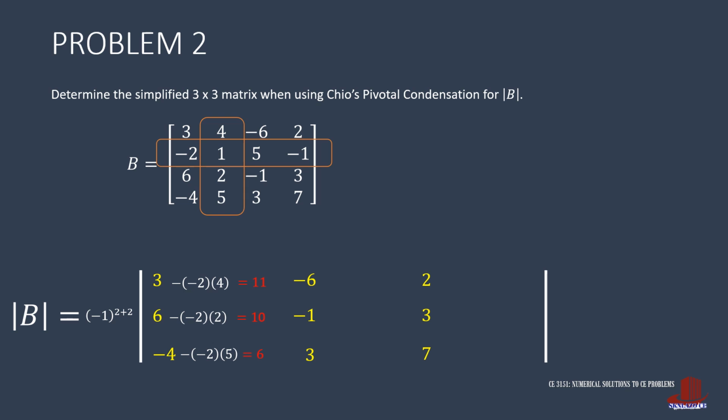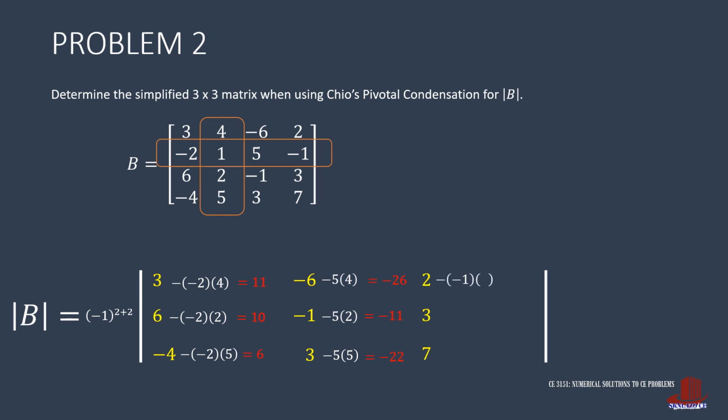For the second column, there is negative 6 minus 5 times 4, resulting to negative 26. The one below it is subtracted by 5 times 2, making negative 11. The third element in the column is reduced by 5 times 5, giving negative 22.